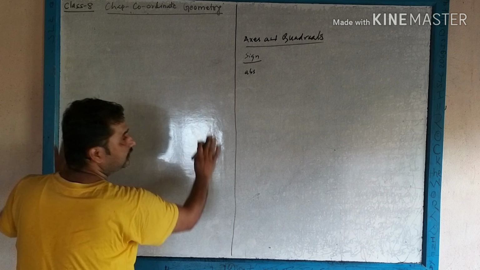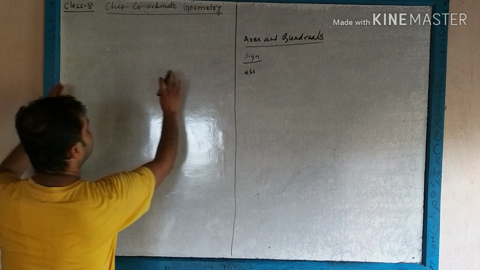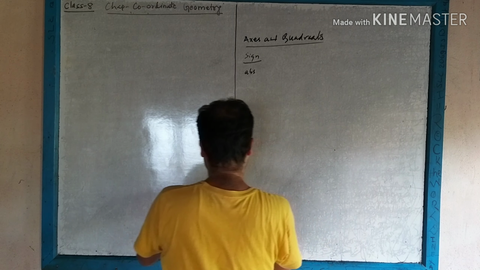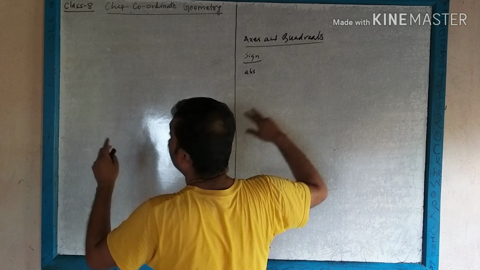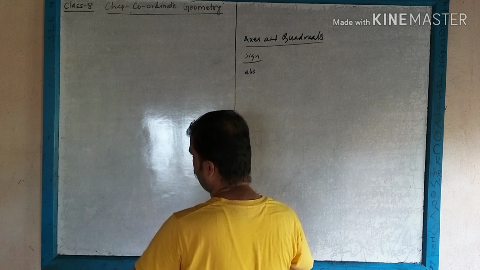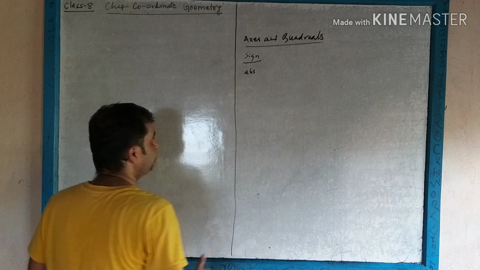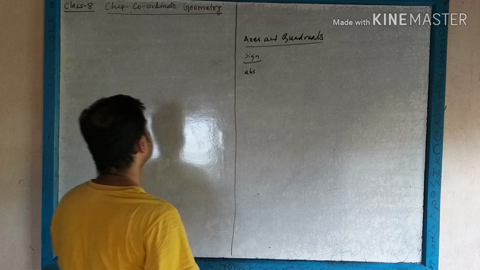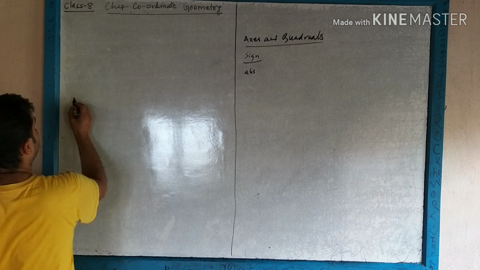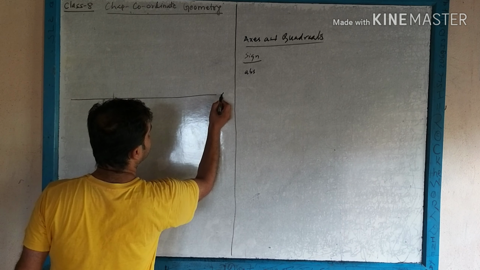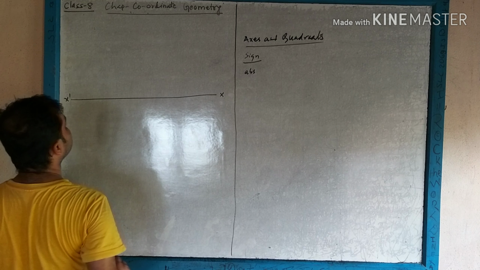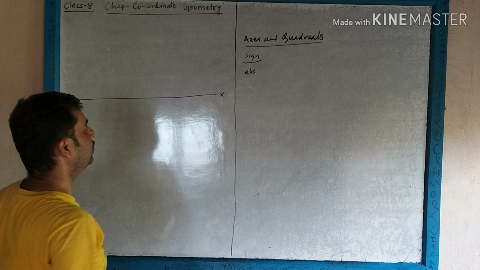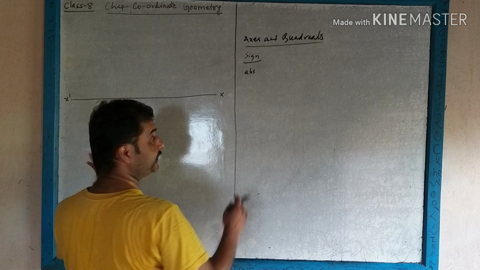This is a plane. And suppose this board is also a plane. If I draw one line, then this line will divide the whole board into 2 parts, upper part and lower part. This vertical line will divide this board into 2 parts, left part and right part. So here I am taking one horizontal line, x dash x. This divides this whole plane into 2 parts, upper and lower. And this vertical line divides it into left part and right part.